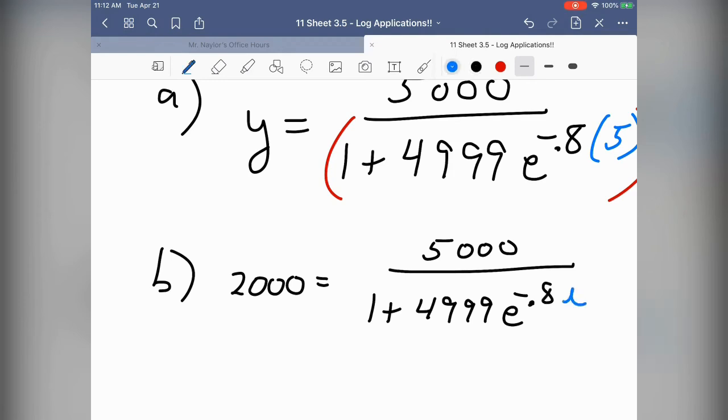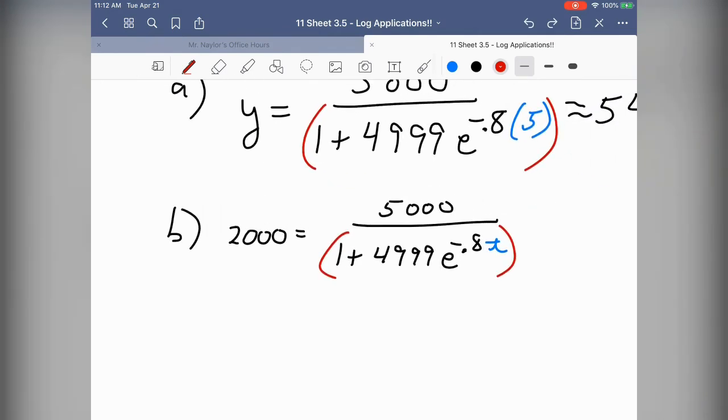So if you follow what they did in the book, you can see that they did multiply both sides by the denominator, but they also then decided to divide both sides by 2,000, which pretty quickly gets us to the point where you're looking at this denominator, 1 plus 4,999 e to the negative 0.8t power, that's going to equal 1.5. 1.5, again, came from dividing both sides by 2,000.